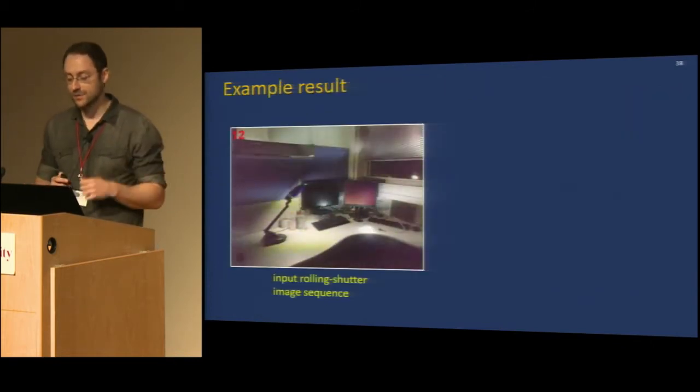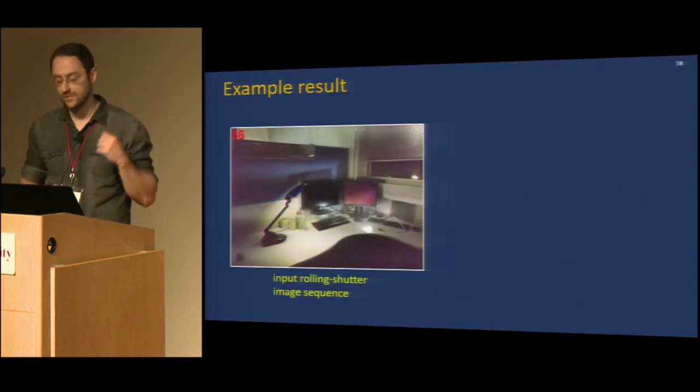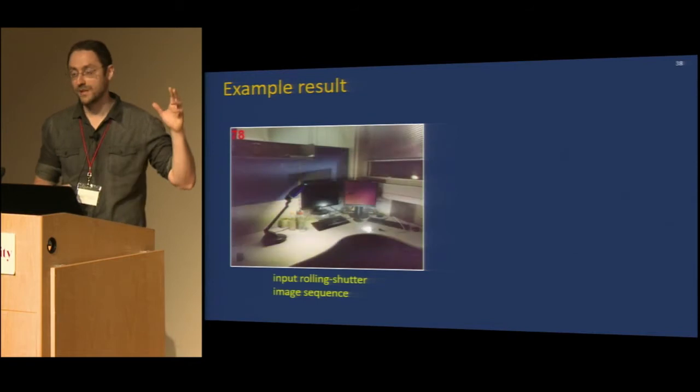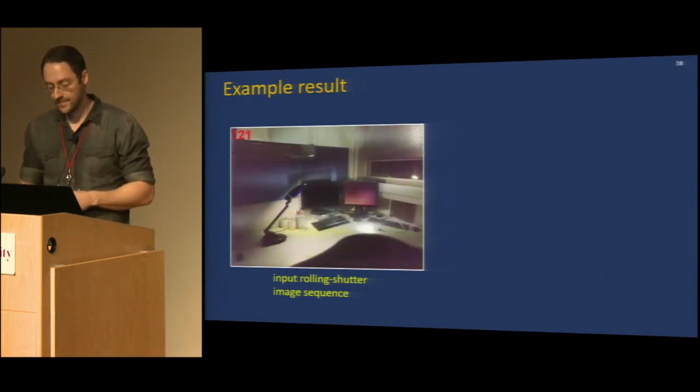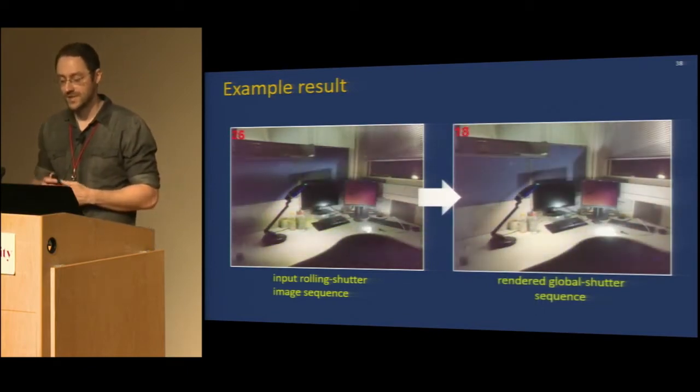And here is an example result. Here's a video showing 140 frames captured using a smartphone camera. Now, if you look at the wave pattern, you will see that the frames are unordered and unsynchronized. And here is the rendered sequence of 30 global shutter frames of the same scene.